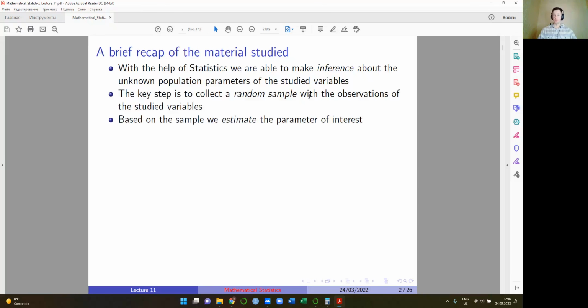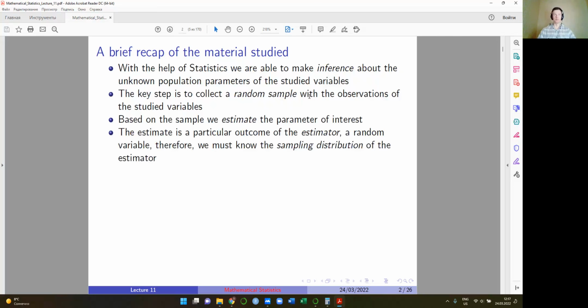Then based on the sample, based on the data, we do the estimation procedure. We know three methods of estimation: method of moments, method of maximum likelihood, and from the last week we know also method of ordinary least squares estimation. With the help of one of those methods, there are more, not only these three, but much more different methods, we estimate the parameter of interest. So we kind of make a best guess of the unknown population parameter.